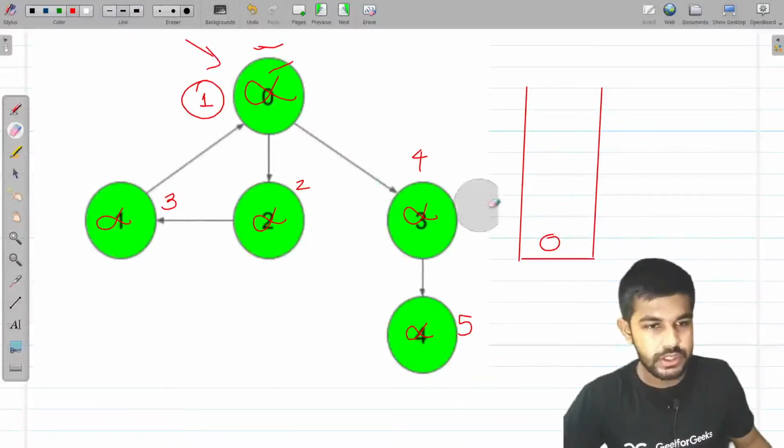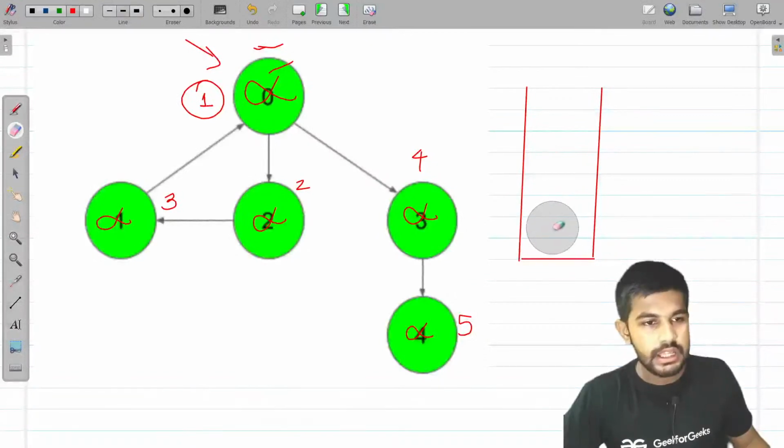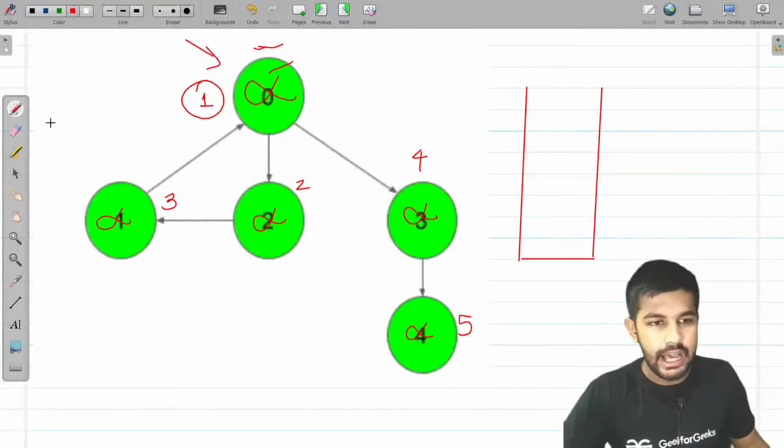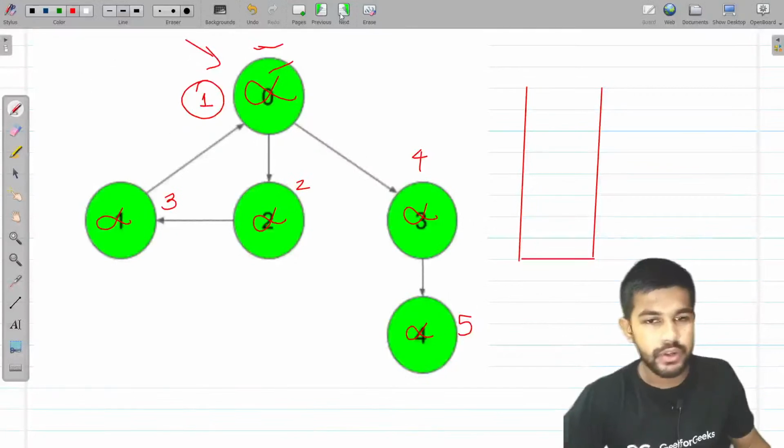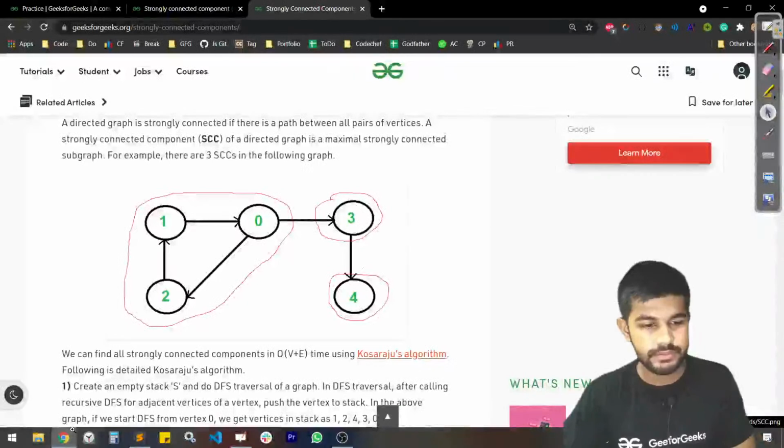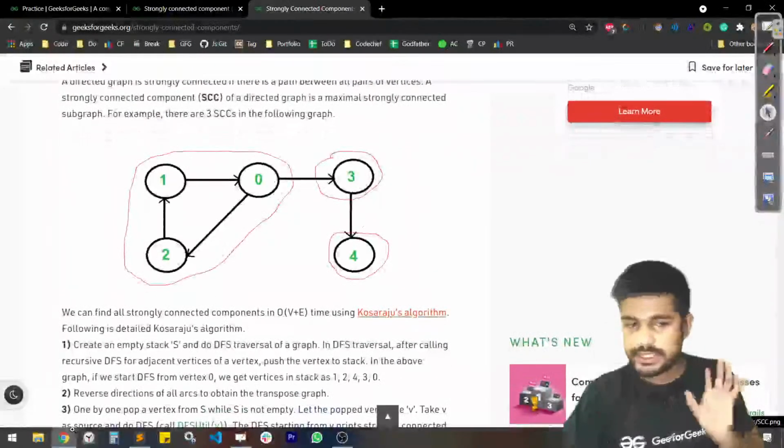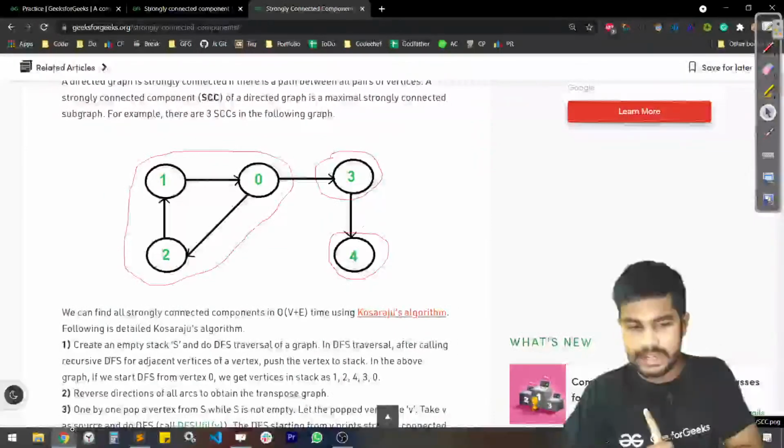Okay, sorry. Okay, wait a second, I'm showing you how this is doing. Okay, just a sec. This graph is the same as what I have drawn in the other one.